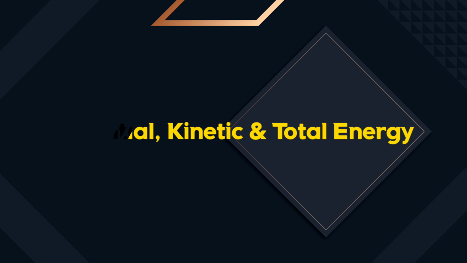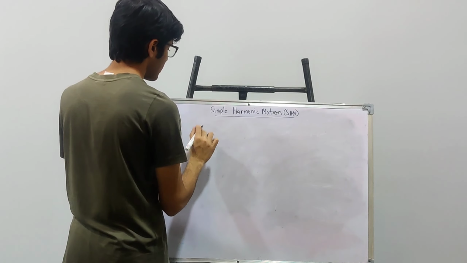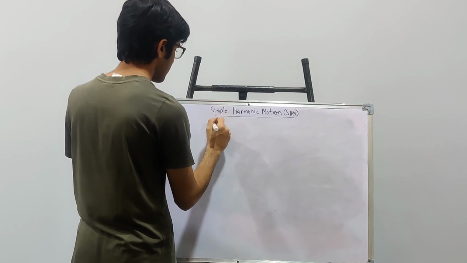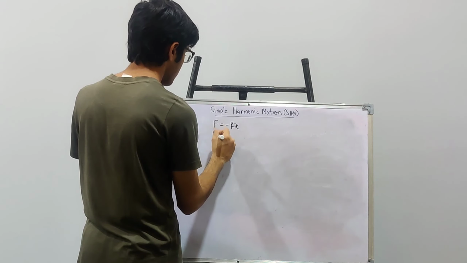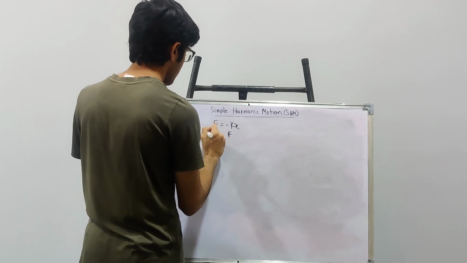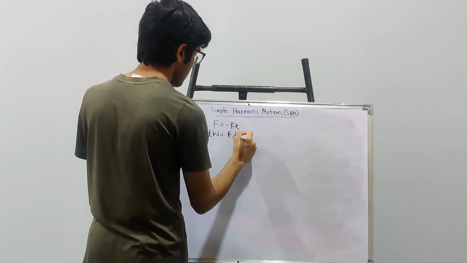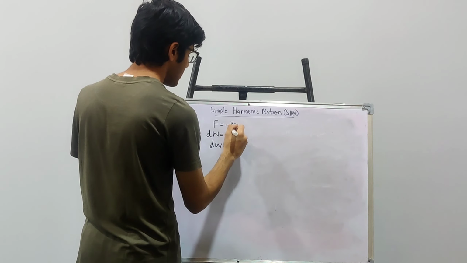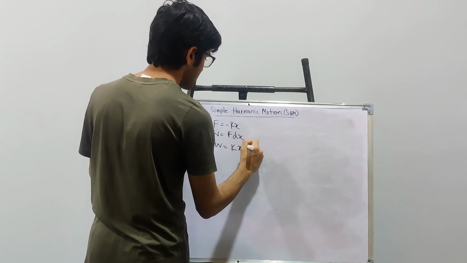Now let us understand the potential energy, the kinetic energy, as well as the total energy of a particle executing SHM. We need to calculate the expression for U. We know that F is equal to minus kx, and we also know that a small work done dW is nothing but F dx. So now dW is equal to, just leaving the minus sign here for the derivation, kx dx.